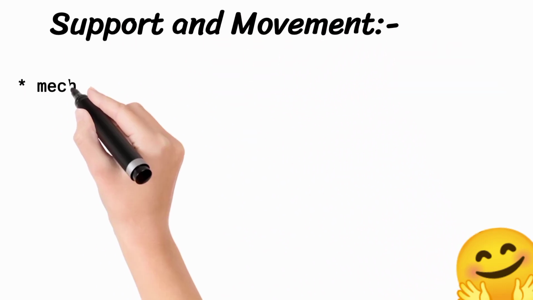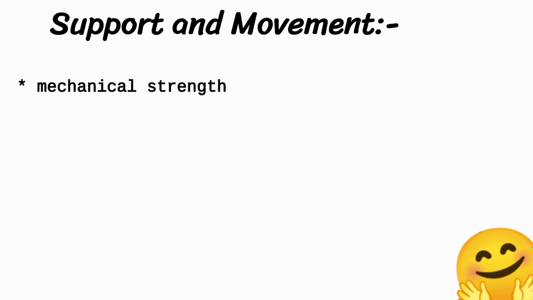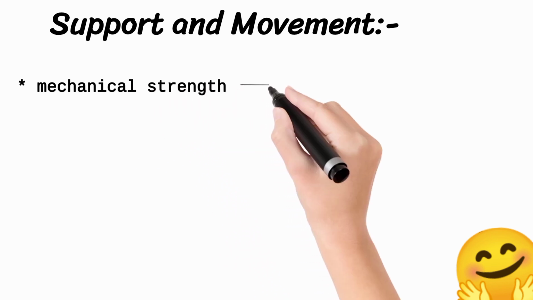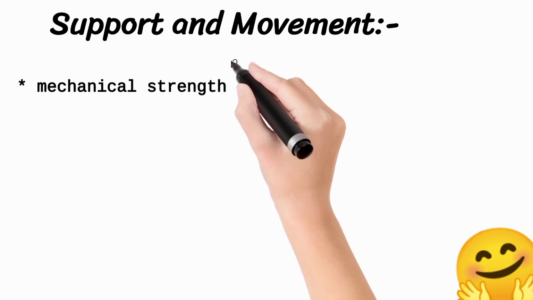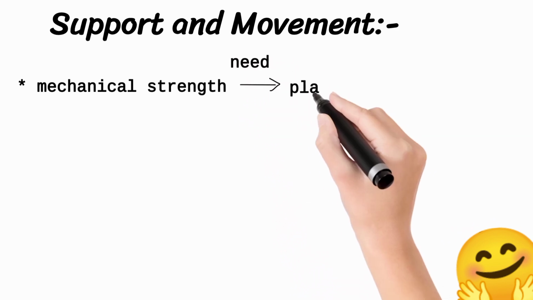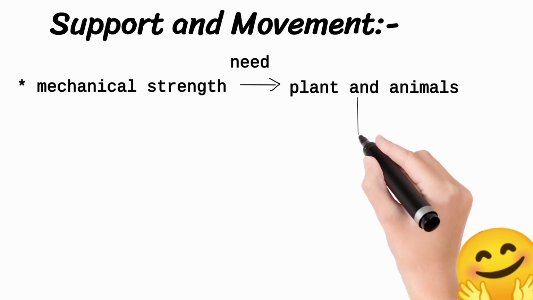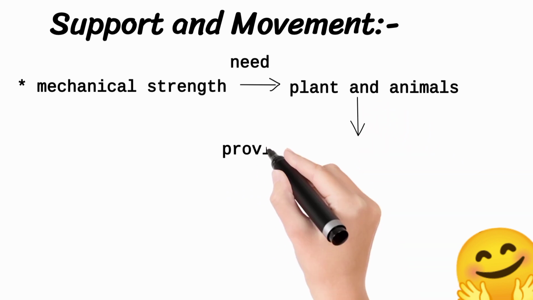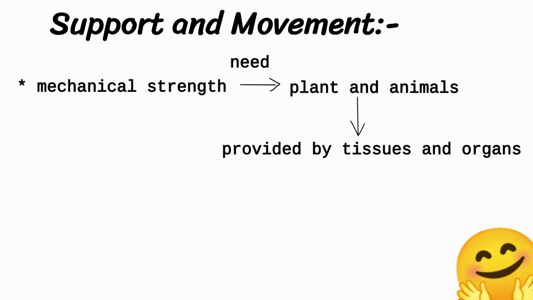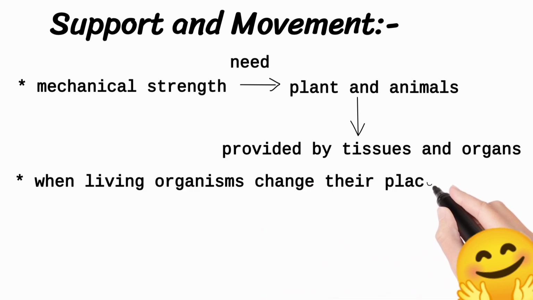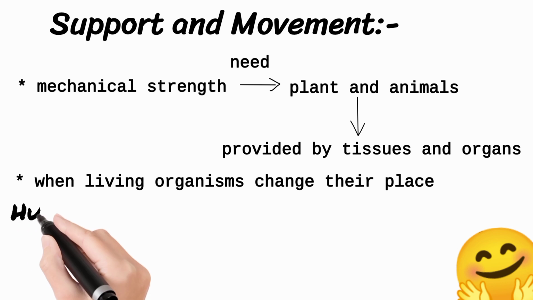Sport and movement. Sport and movement is the mechanical strength that is needed for plants and animals, which is provided by tissues and organs that are involved in the movement of organisms from one place to the other.